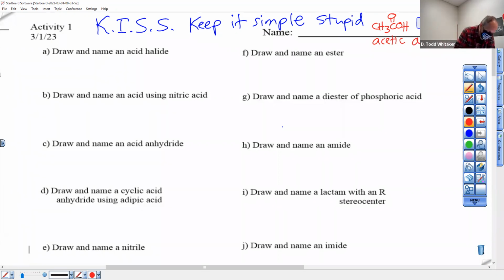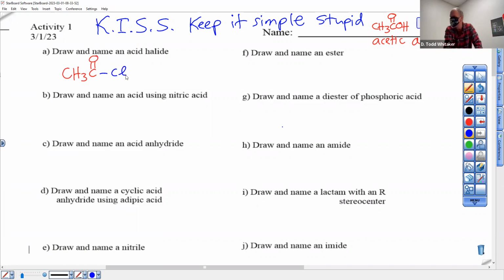So we're going to draw an acid halide. So what do you change in that acid to make it into an acid halide? What do you get rid of and what do you replace it with? OH is replaced with a halogen. We like chloride because it's the popular one we use all the time, right?